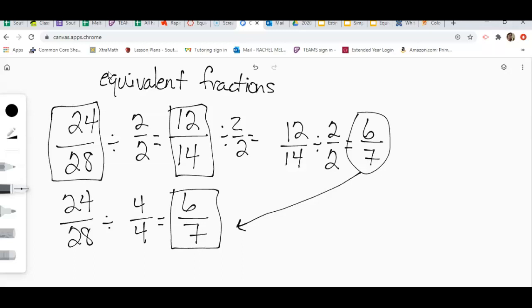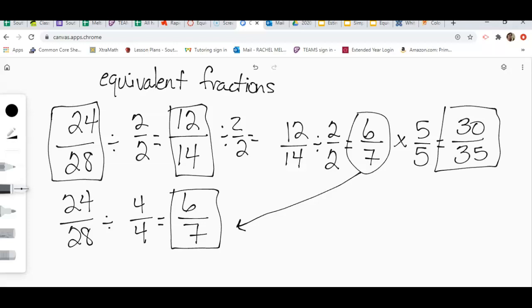I even could, once I get down to here, to the 6/7, say, you know what, I'm going to multiply times 5. 6 times 5 is 30, and 7 times 5 is 35. So 30/35 has to also be equal to 24/28 and to 12/14 because it's equal to 6/7.